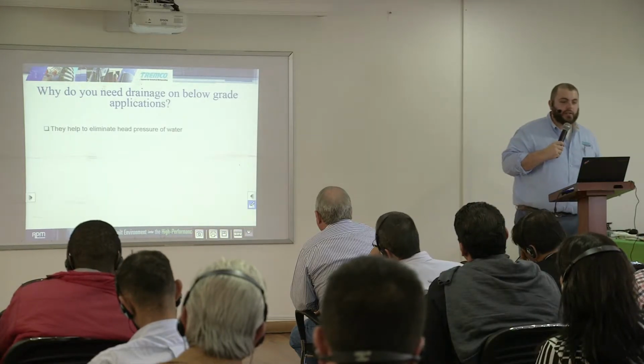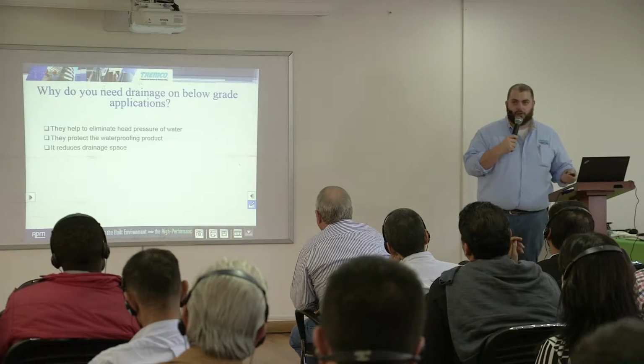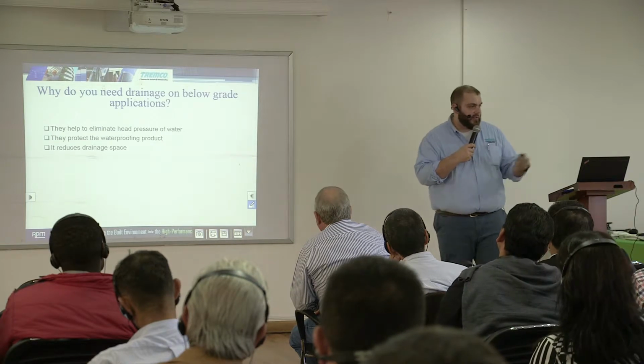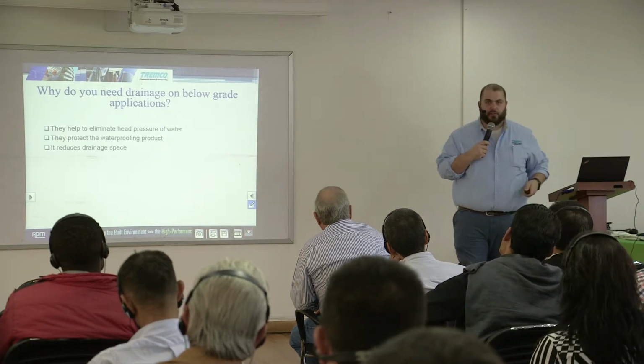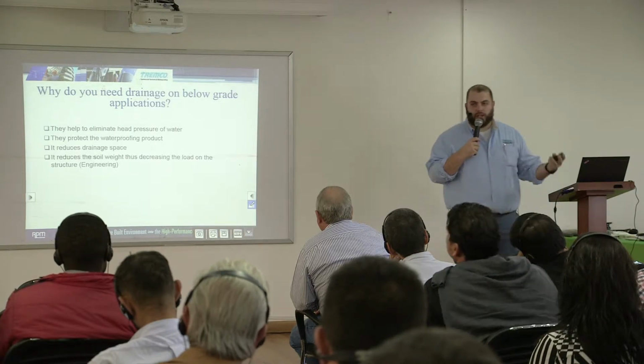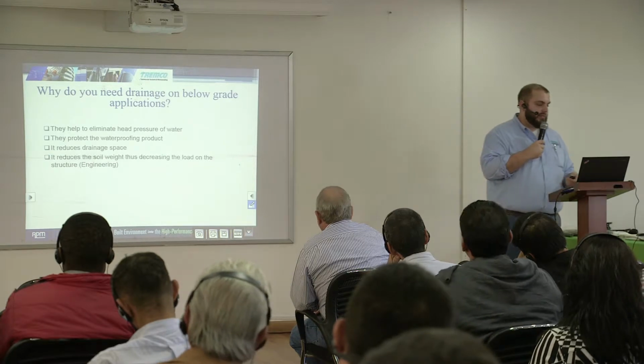Why do you need drainage on below-grade waterproofing membranes? Because it eliminates that head pressure of water. They protect the waterproofing membrane. It reduces the amount of drainage space because you're not going to use that gravel to fill in that space. You don't have to go off of the building as far. It reduces the weight, the load on the building, because you don't have all of that heavy gravel on the building itself.